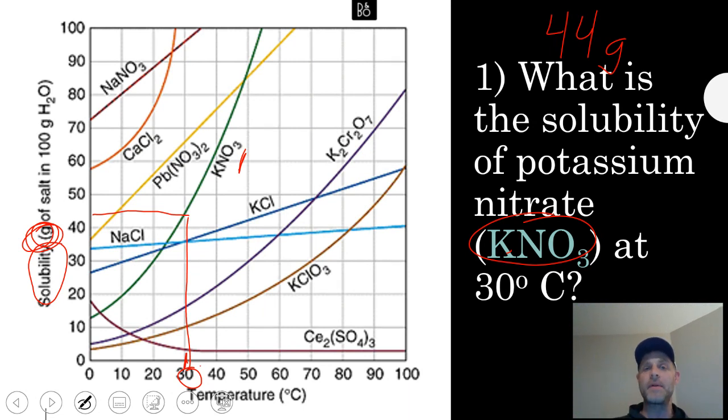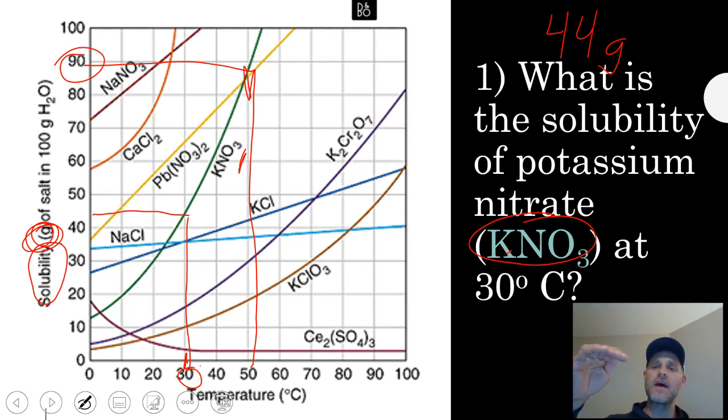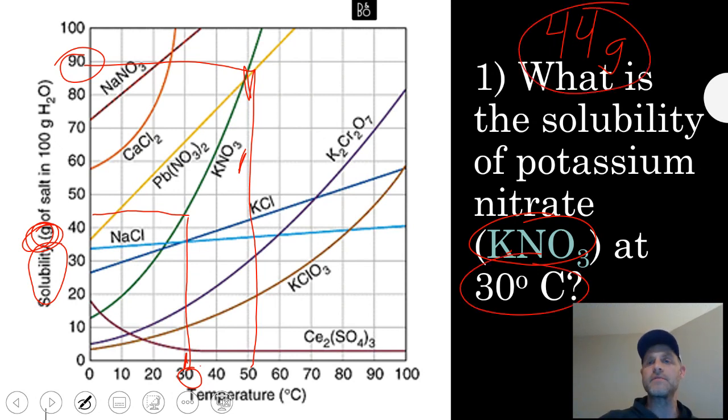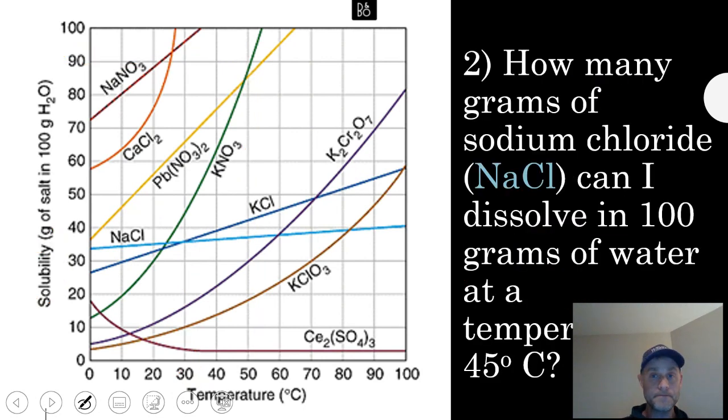Now, what happens if I ramp it up to 50? If I heat it up to 50, now look, whoa, I might get 90. As temperature goes up, I can dissolve more. But this one asks for 30, so the answer we have is 44. Okay, we're one down. Let's do the next three.